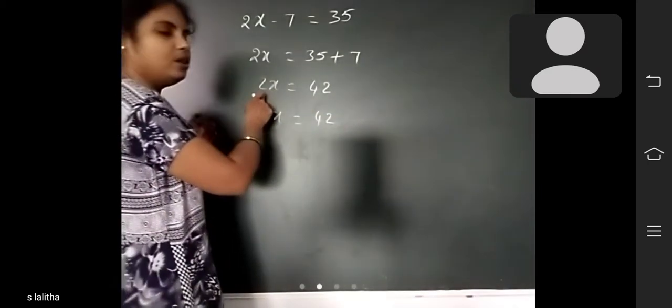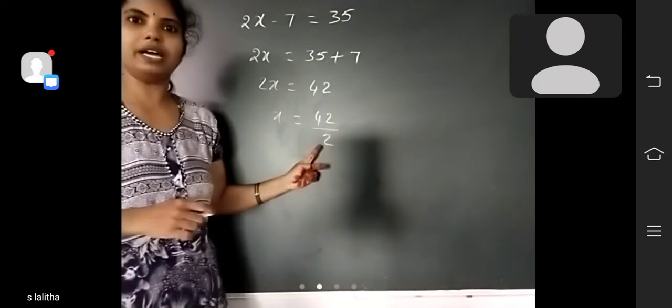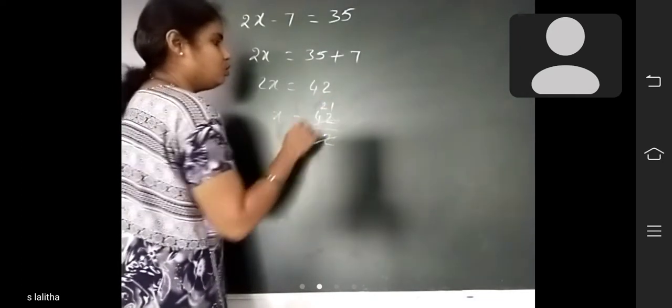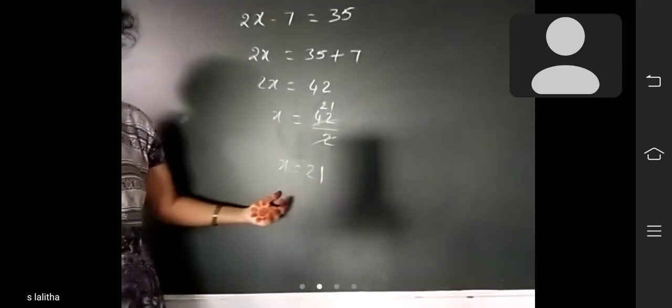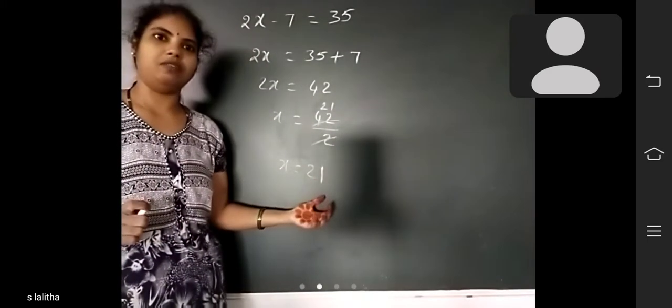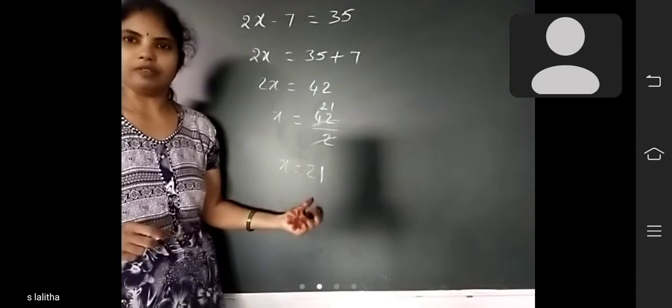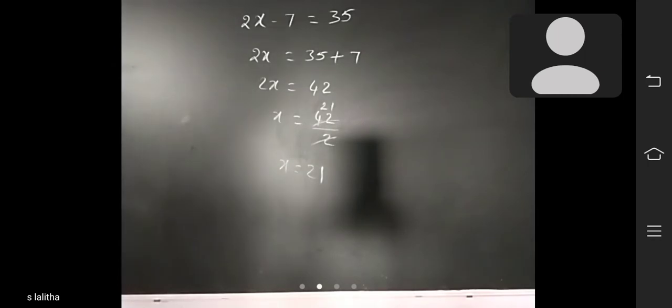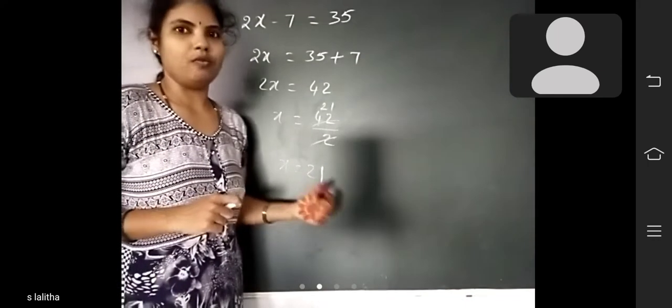Here 2 is multiplied on the left hand side. If you transpose it to the right hand side, what will it become? Divide. So how many times? 2 twos are 4, 2 ones are 2. x is equal to 21. So the number he thought of is 21. Sagar thought 21. Did you understand, children, how to solve this problem? We get x equal to 21.